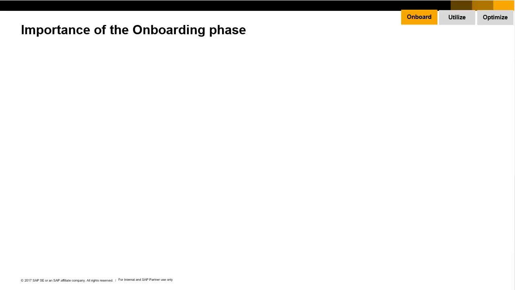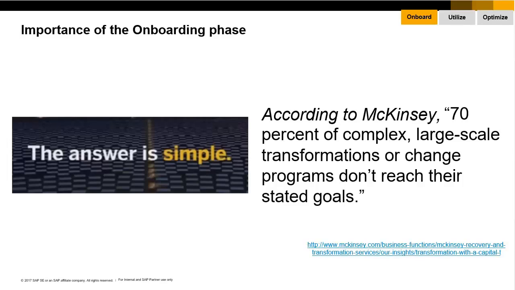Let's take a look at the onboarding phase. In customer lifecycle management, the onboarding phase includes both customer onboarding and implementation. First, it's important to understand just how important the onboarding phase really is. In fact, a study by McKinsey found that 70% of complex, large-scale transformation or change programs don't actually reach their stated goals. Helping our customers achieve their desired outcomes is the key driver behind our customer onboarding program and the role of the CE as a trusted advisor guiding the customer through this very important phase.